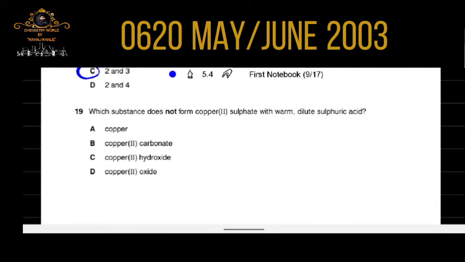MCQ number 19. Which substance does not form copper 2 sulfate with warm dilute sulfuric acid? Is it copper 2 carbonate? Is it copper hydroxide? Is it copper oxide? Is it copper? It is copper, option number A. It does not form copper 2 sulfate with warm dilute sulfuric acid.